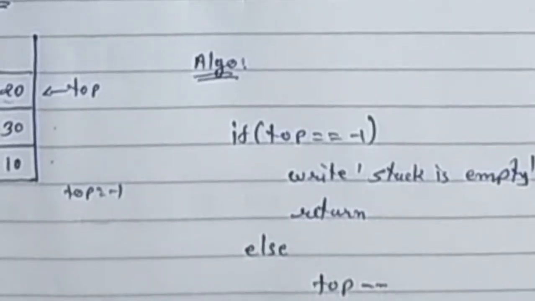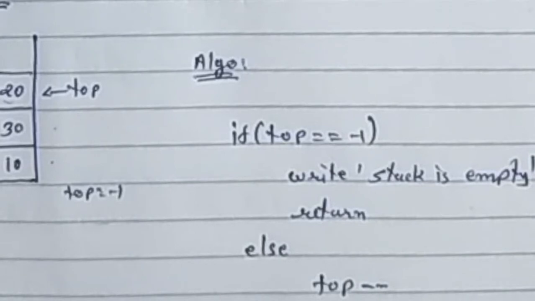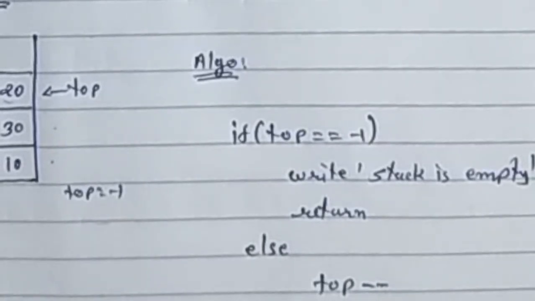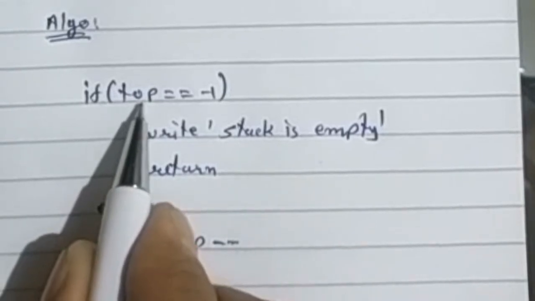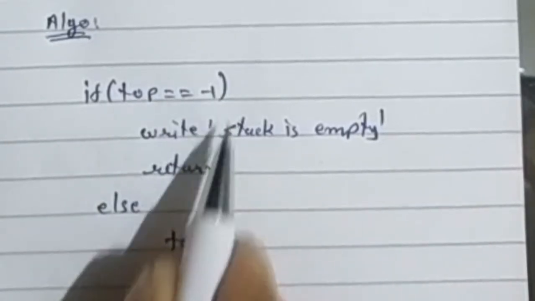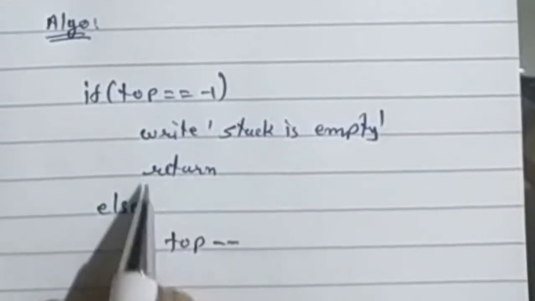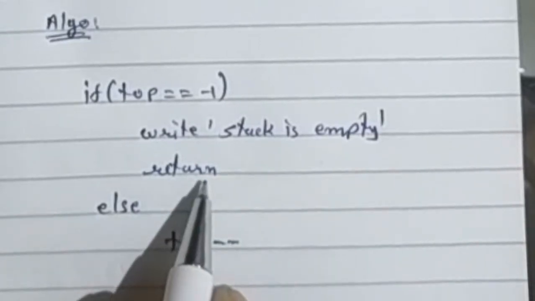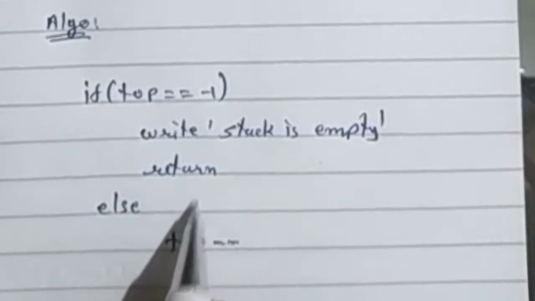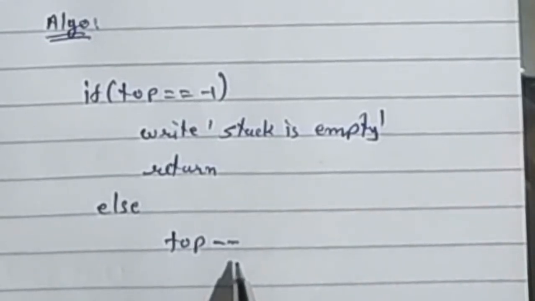So this is the algorithm for removing an element from the stack. We can check the condition that if top is equal to -1, that means the stack is empty, and if it is empty we are returning from the program here. Else what we are doing, we are just decreasing the value of the top.